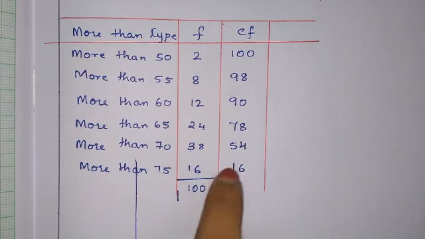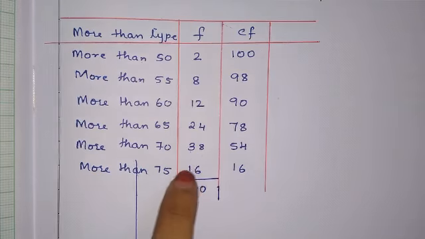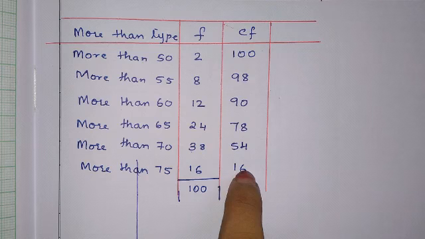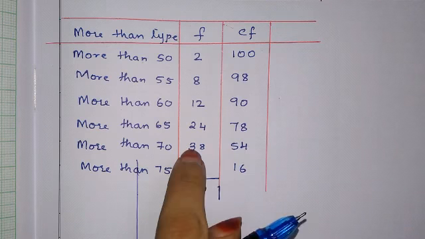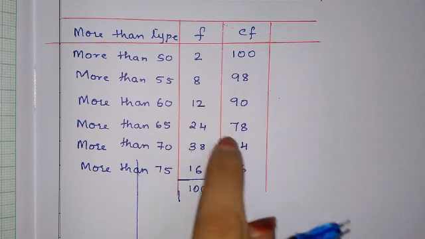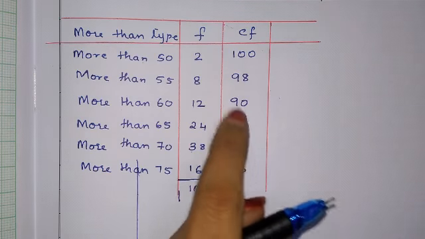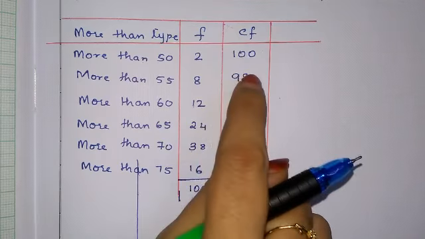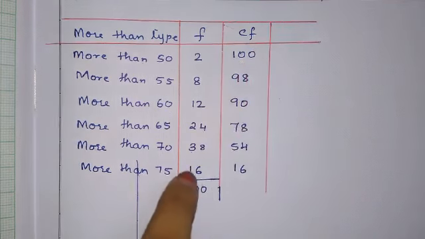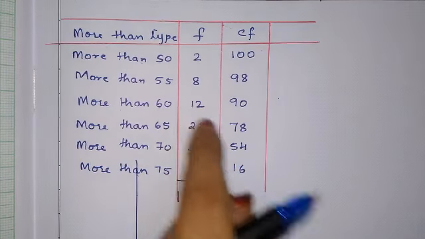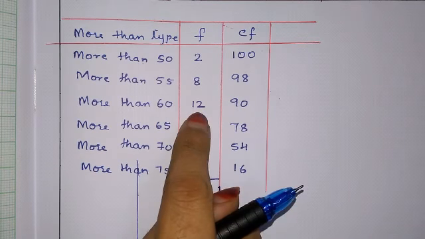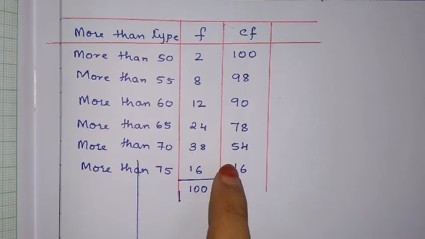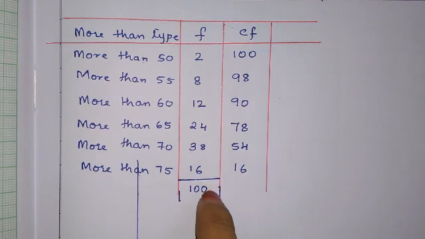One more method: this frequency we have, 16, keep it as it is down. 16 plus 38, 54. 54 plus 24, 78. 78 plus 12, 90. 90 plus 8, 98. 98 plus 2, 100. From down, like adding the CF, for medium solving like that. Or else total doing and go on doing minus. Whichever you feel easy, you can do that.